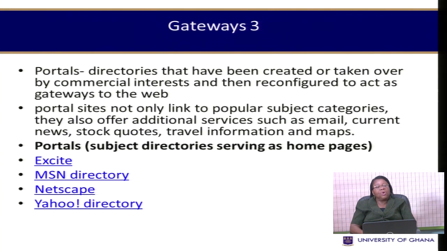We have what you also call portals. Portals are directories that have been created or taken over by commercial interests and then reconfigured to act as a gateway. So you have a portal which contains everything. It has popular categories such as email, current news, stock quotes, travel information, maps, and what have you. These are all portals. Then we have subject-specific databases.